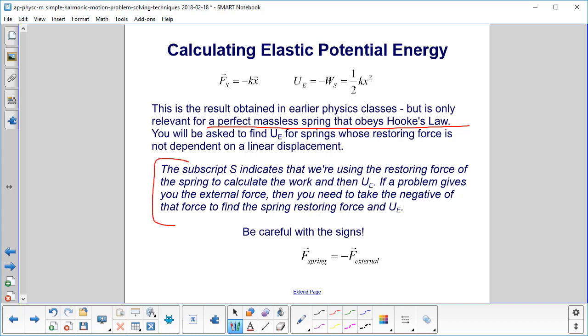And what do we mean by the subscript again? We're using the restoring force of the spring to calculate the work and then the potential energy. If a problem gives you the external force, for example, if you're pulling on the spring with a certain force, you need to take the negative of that force to find the spring restoring force and then the potential energy. So be careful with the signs.